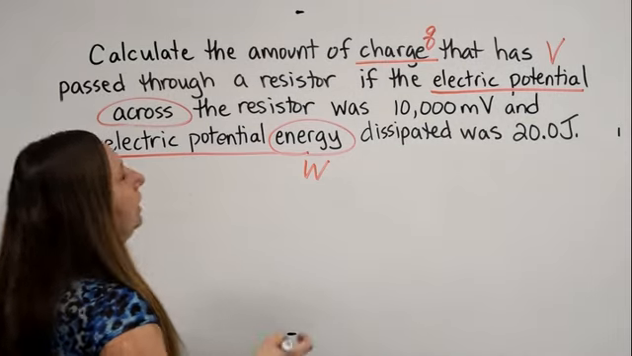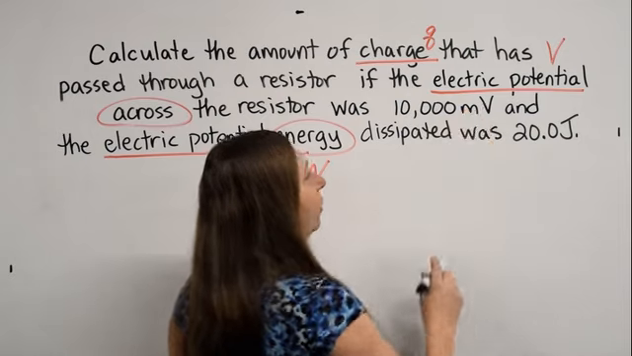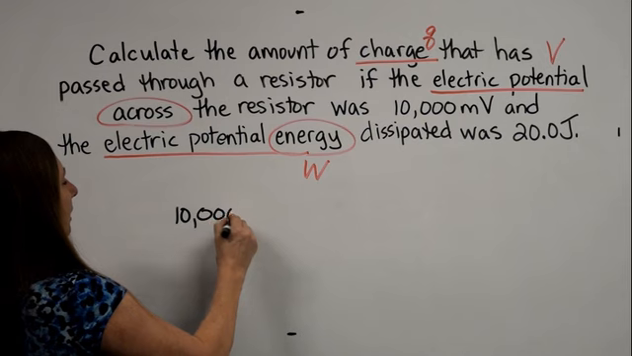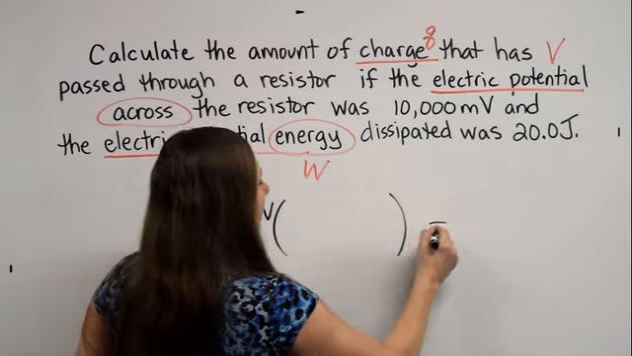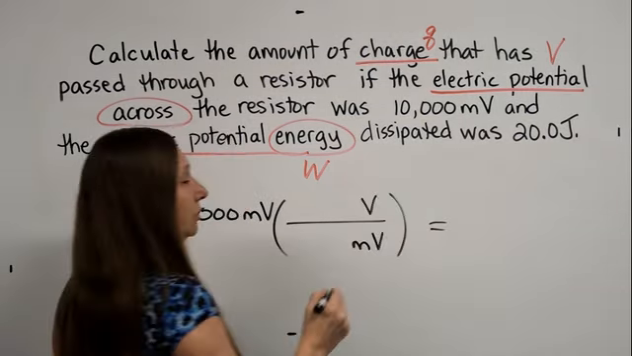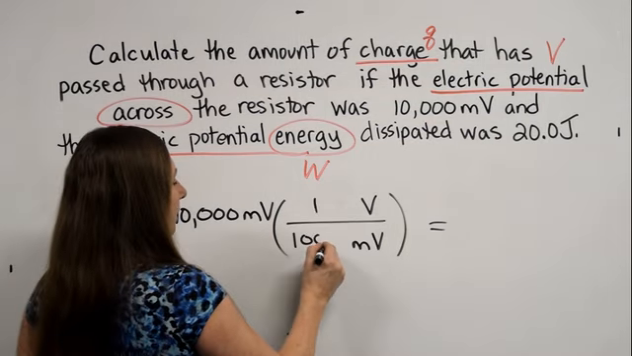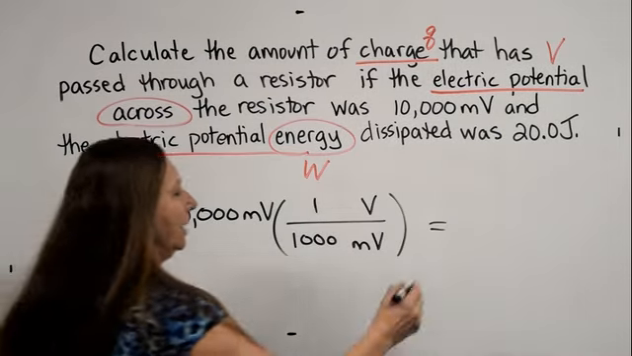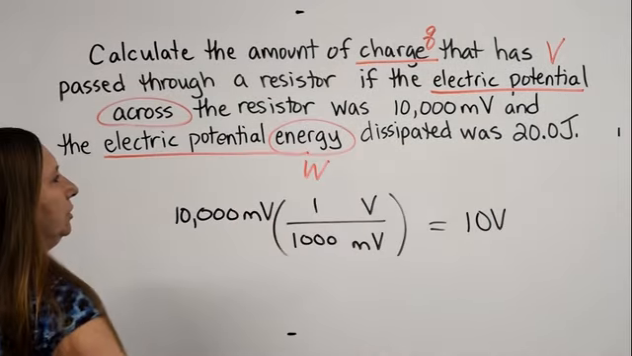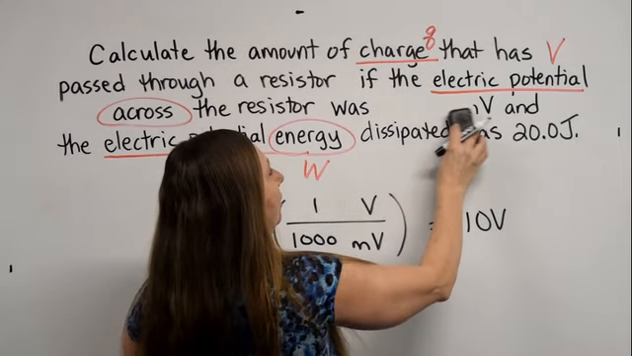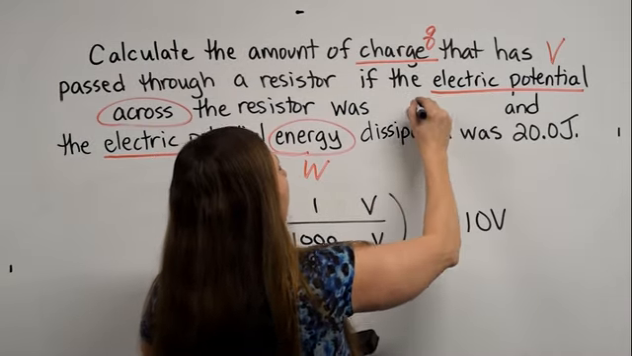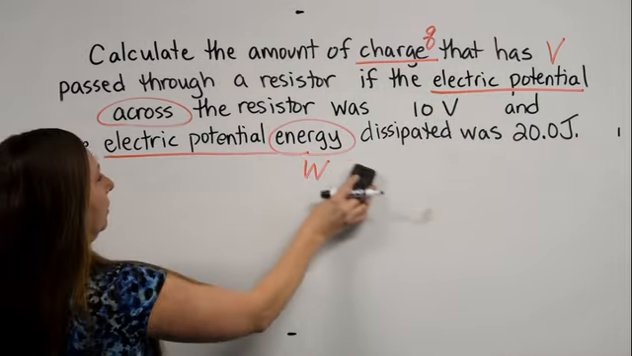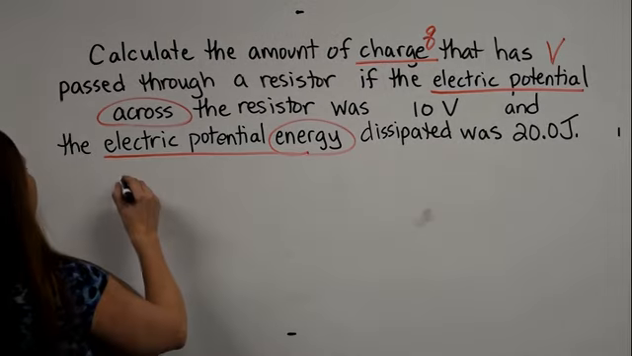Now, let's right away change those millivolts to volts, because we have very little space down here. 10,000 millivolts to volts. 1 volt is 1,000 millivolts. 10,000 divided by 1,000 is 10 volts. So this is 10 volts. I'm going to get rid of the W also. Given.